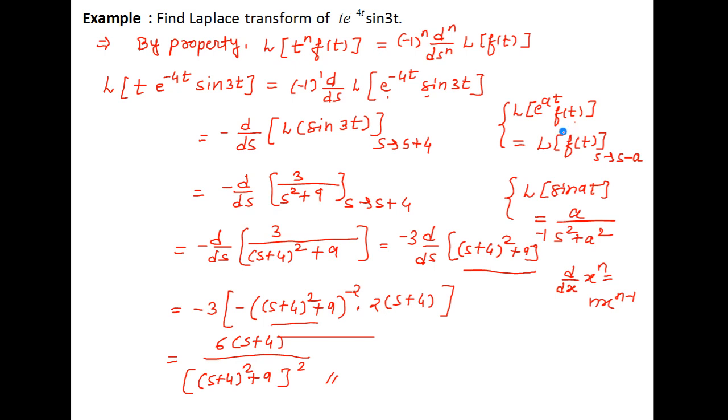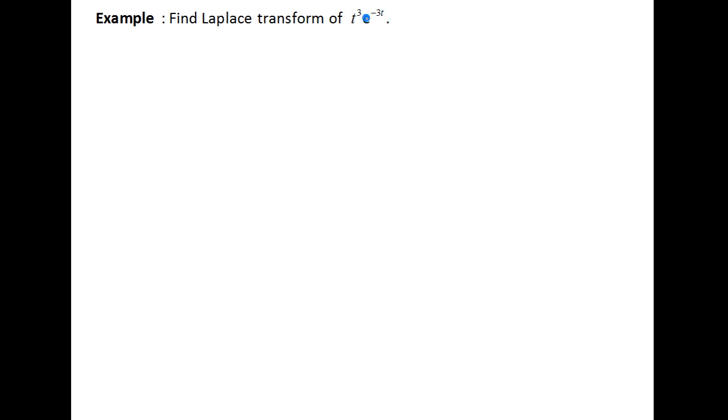Okay, so to solve the example we can use more than one property. Okay, next example we are going to solve here. Now this example we can solve by two methods. Okay, so see here, to find the Laplace of t cube into e to the power minus 3t.